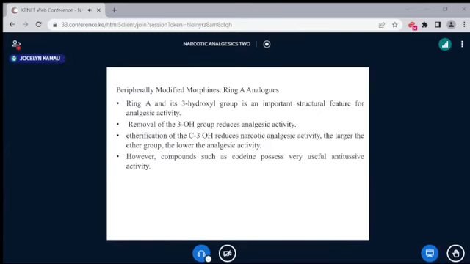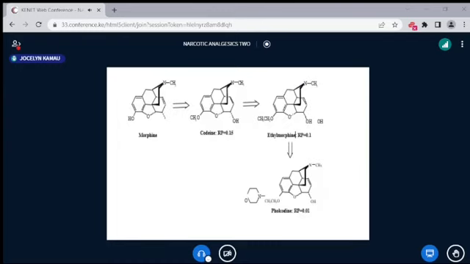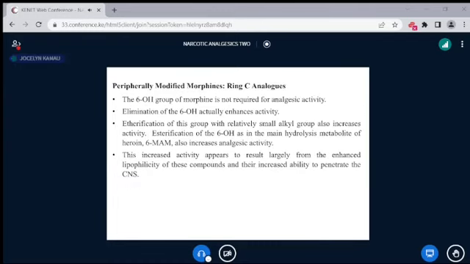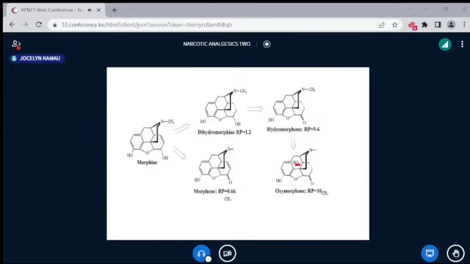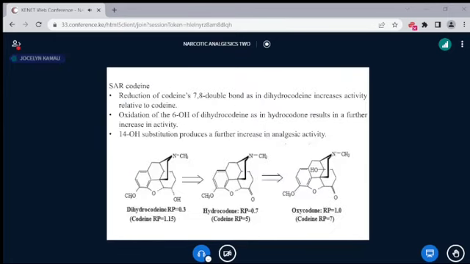So let's look at the SAR of codeine. Of course, this again is something we have mentioned. I think we had even discussed this. The reduction of the codeine 7-8 double bond, as in dihydrocodeine. When you reduce the 7-8 double bond, the SAR will be similar to that of morphine. It's only that the resultant compounds will be derivatives of codeine.